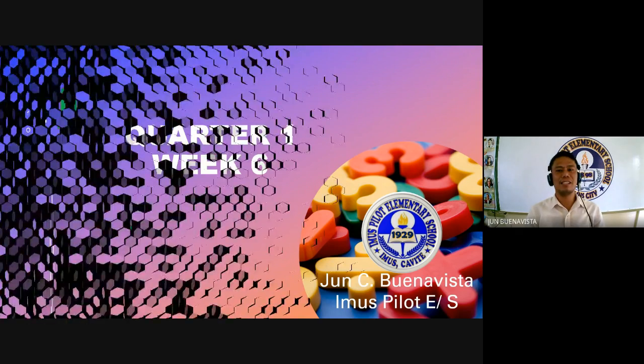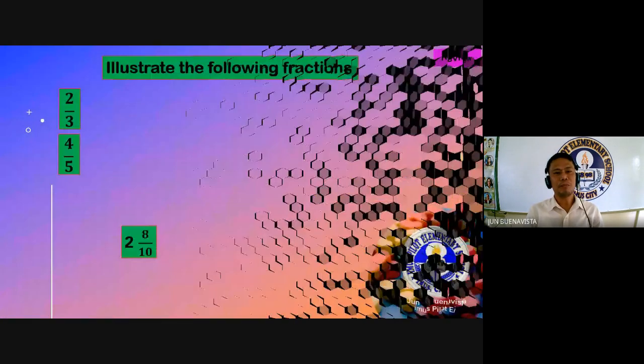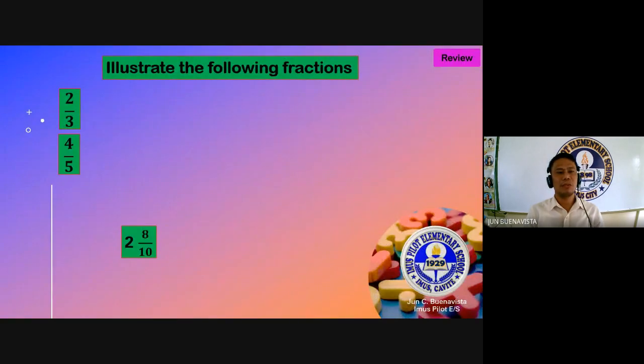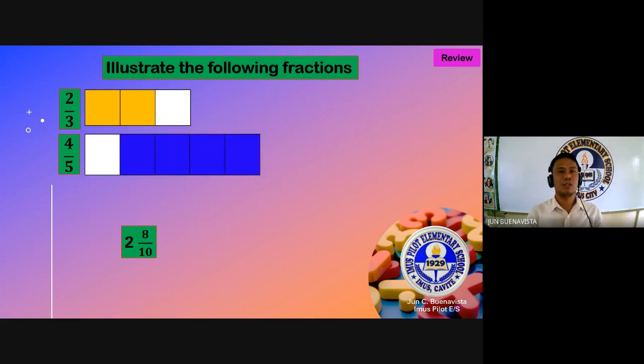Okay, let's have this. This is 2/3. So to visualize this, we have one whole divided into three parts and the two was shaded. So that is two thirds. How about 4/5? So one whole is divided into five equal parts, and the four is shaded or taken.